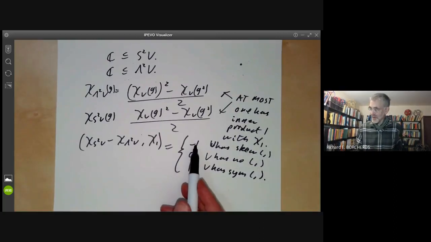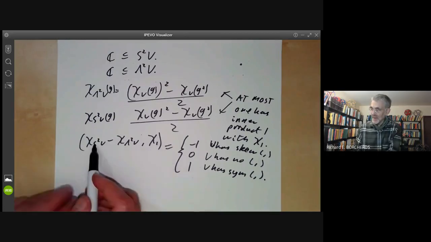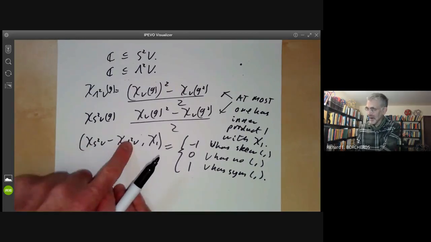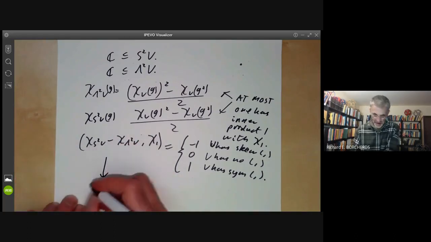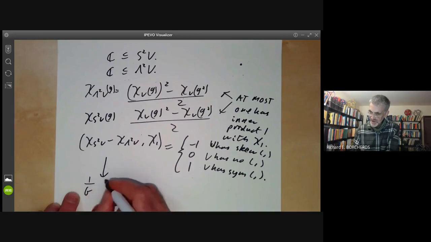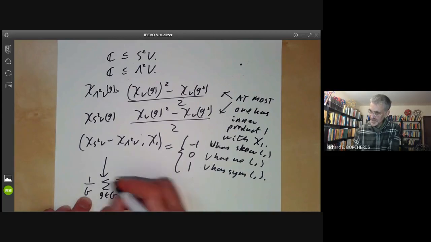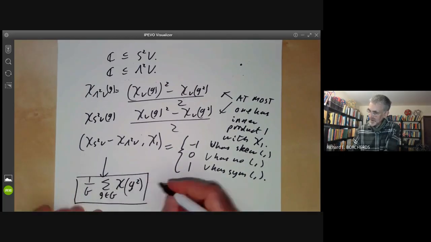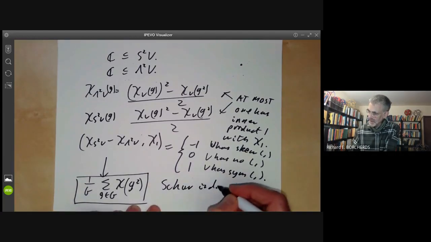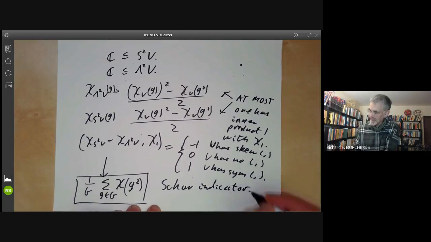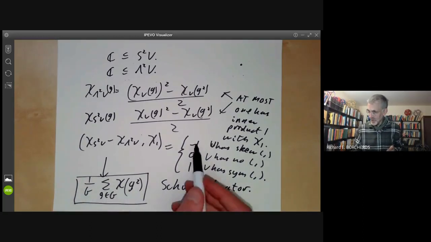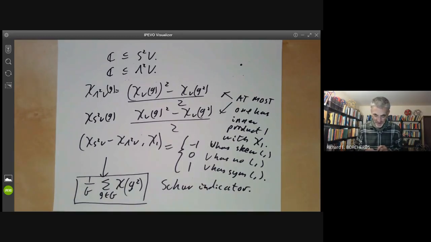So we can work out whether the form on V exists and whether it's symmetric or skew symmetric just by calculating this. And by looking at the expression for chi of S squared V and chi of lambda squared V, we see that this inner product here is given by 1 over the order of G times the sum over g in G of chi of g squared. So this is the famous Schur indicator. So you can work it out for a representation, and it's one of these numbers, and that tells you what possible bilinear forms there are on the representation. We'll see some examples in a moment.